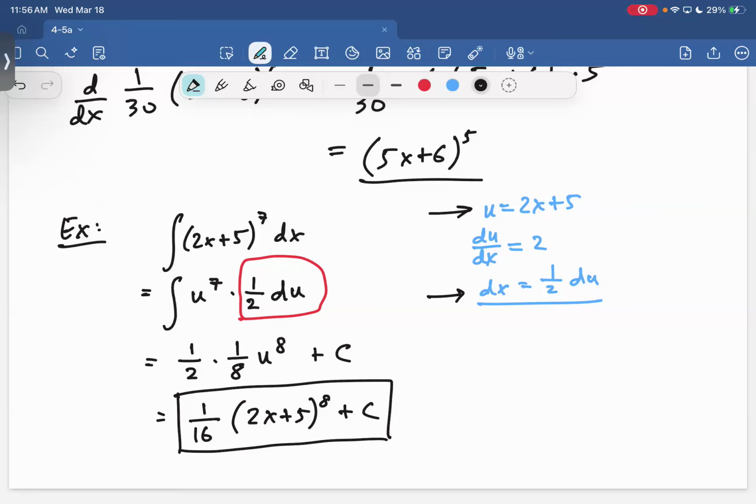Where did you get 60 from? Well, where's the 1/2 come from?